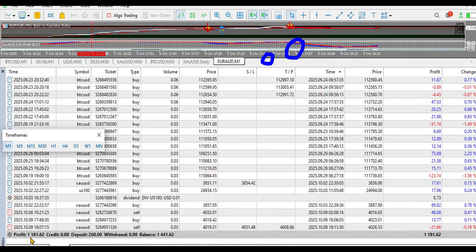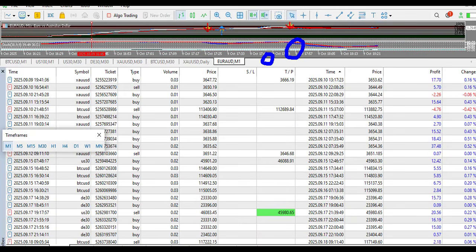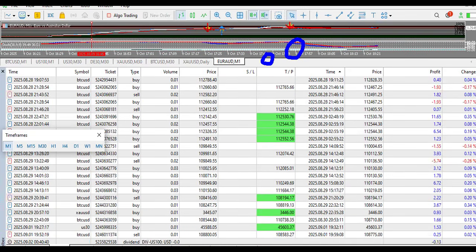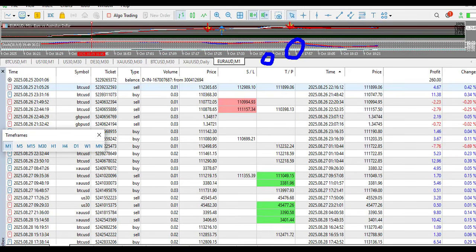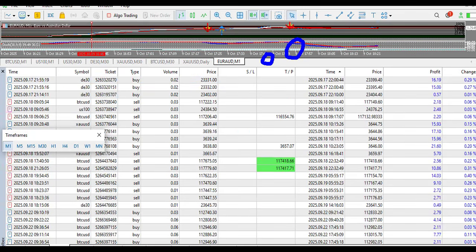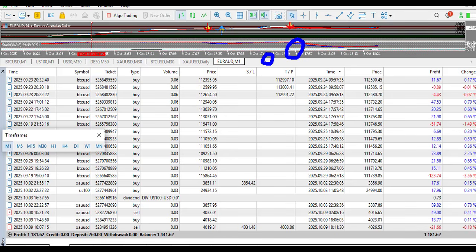The profit so far is $1,181. I started this account in August. Let me check the date. August 25th, and the result is amazing. So this is what I use.